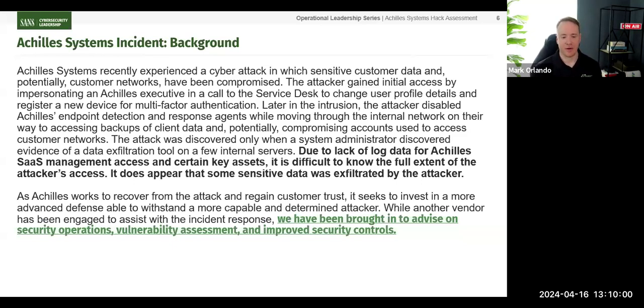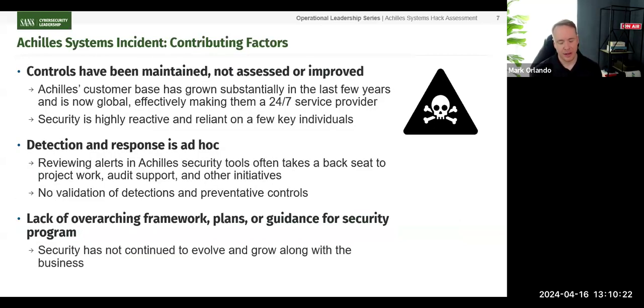So doing some of that forensic analysis, that recovery, that incident management, not really part of our scope today. We've been brought in to advise on security operations, vulnerability assessment, improved security controls, kind of the what are we going to do now post-incident. So that's where our focus is going to be today. Now let's talk about what got us here. Because remember, it sounded like we were doing the right things, but we still got hacked.